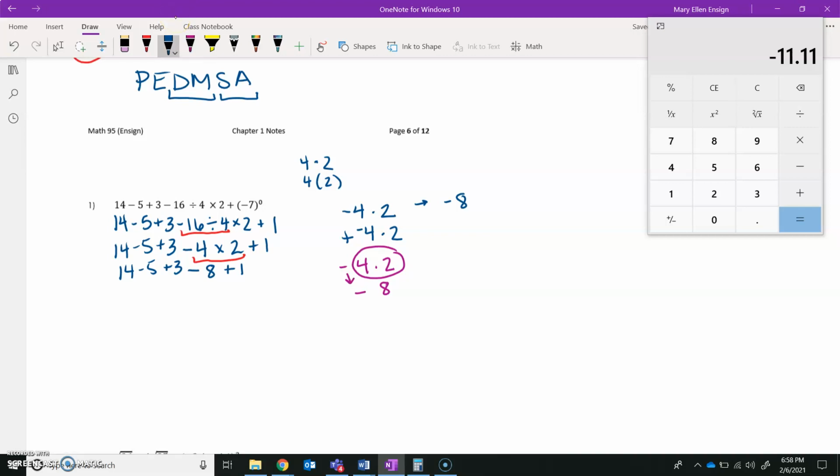Okay, so now we've done all the multiplication and division, and now I can do subtraction and addition from left to right. So again, I'm a little bug, I'm walking along here, I get to this 14 minus 5 first. So I subtract that, I rewrite everything else. 9 plus 3 is going to be 12. 12 minus 8 plus 1. 12 minus 8 is 4. Rewrite everything else. 4 plus 1 is 5.